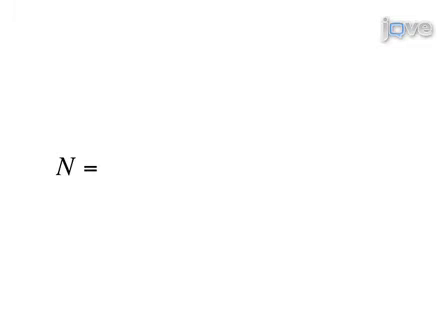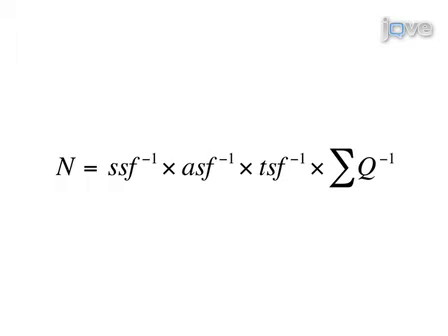To calculate the estimated cell numbers N, we use the following equation, where SSF is the section sampling fraction, ASF is the area sampling fraction, TSF is the thickness sampling fraction, where the measured thickness of the tissue is divided by the dissector height, and Q is the total number of objects of interest counted within the dissector.